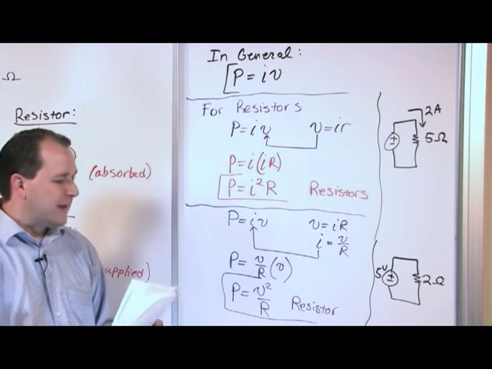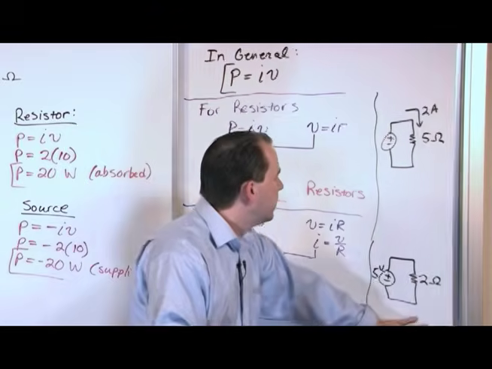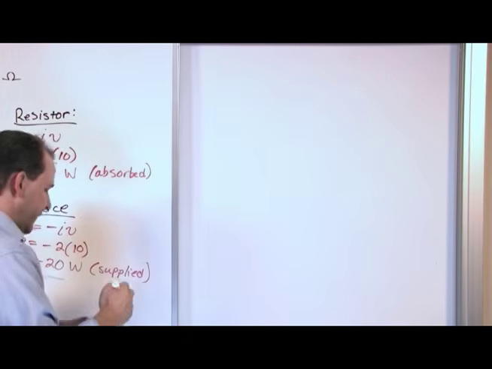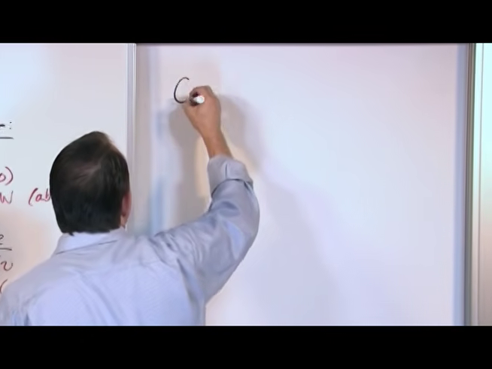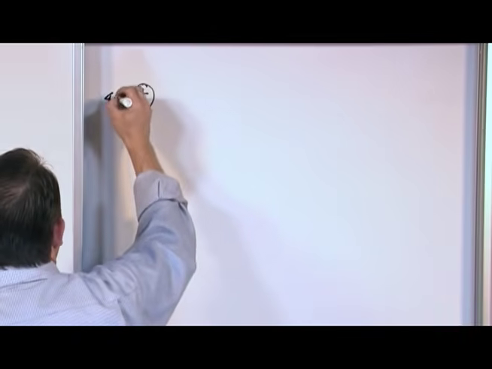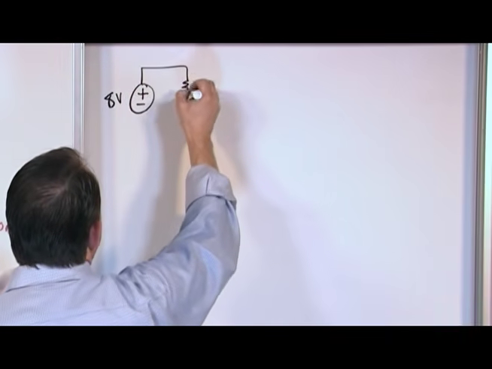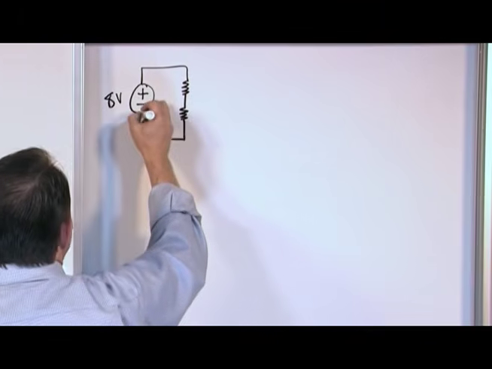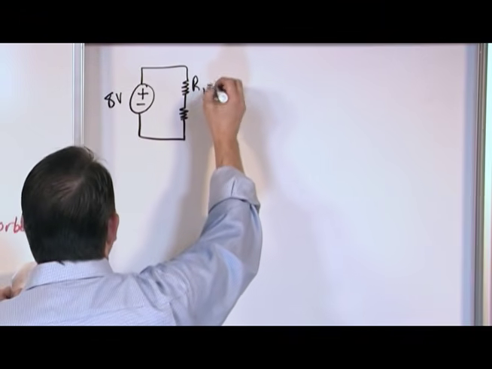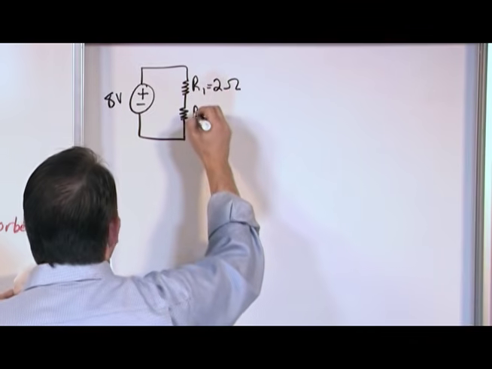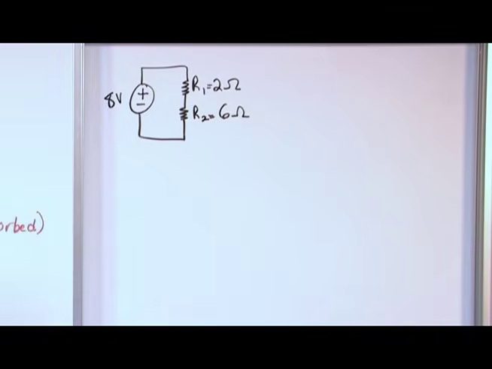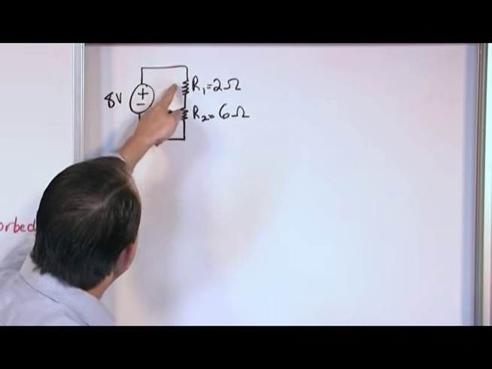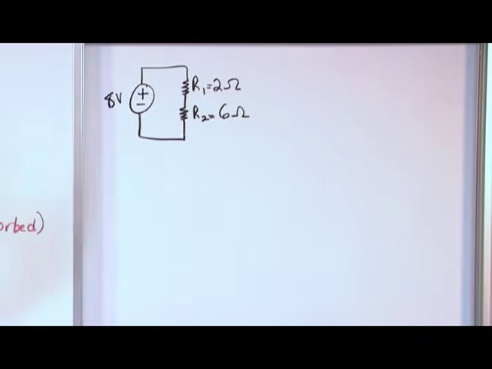All right? So let's apply that to a couple of simple things, and then we'll wrap up this lesson and go from there. Let's say we have a very, very simple circuit, 8 volts. We'll put a resistor here and a resistor directly underneath it, and we'll say R1 is 2 ohms and R2 is 6 ohms. All right? Now what we want to do in this particular problem is find the power absorbed by these resistors.